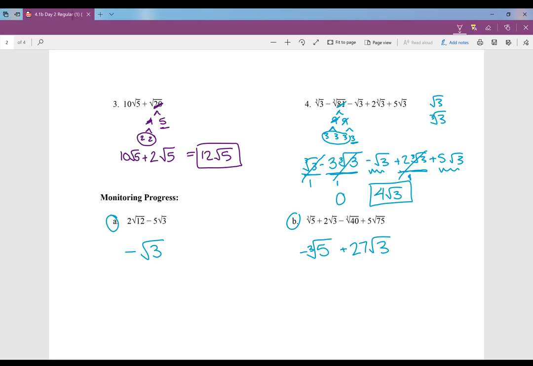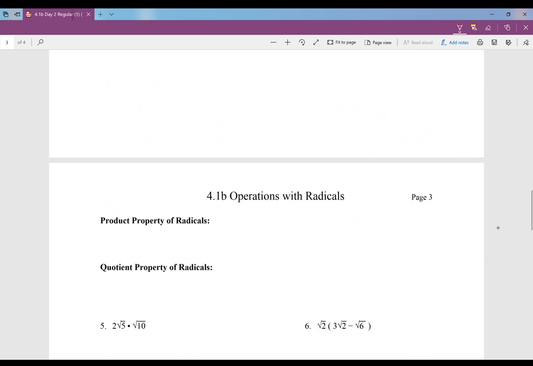All right, here are the answers to those monitoring progress questions. So check those, make sure you got them correct, and then you can move on to the rest of the notes.